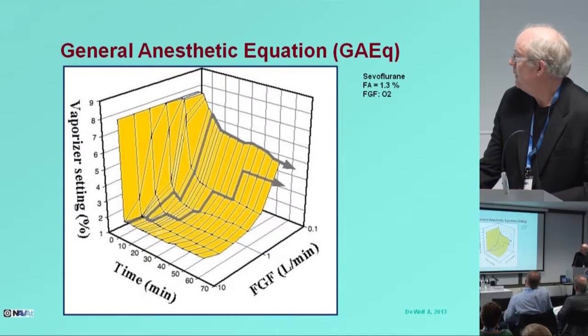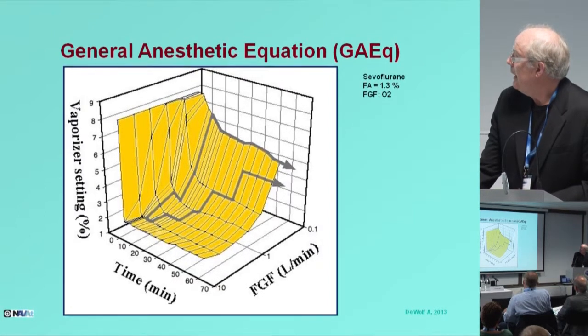If you translate all these graphs into one curve, you develop a plane where you combine all these individual curves, and then you create a relationship between fresh gas flow in liters per minute, time, and vaporizer dial setting. And this is a graphic representation of the general anesthetic equation to get a target FA of 1.3%.